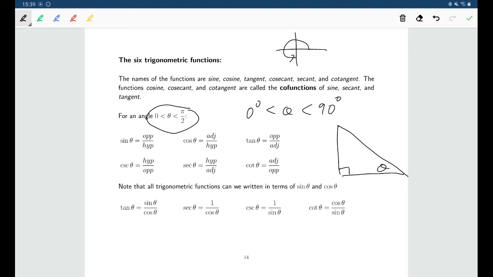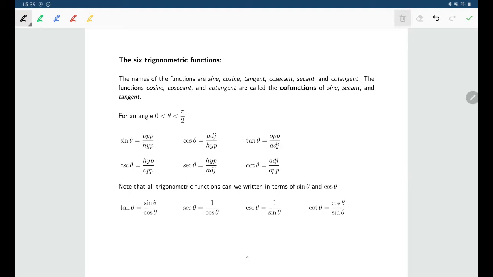like, what about negative angles? What about angles that are less than 0? What about angles that are more than 90? And we'll see all of that going forward.